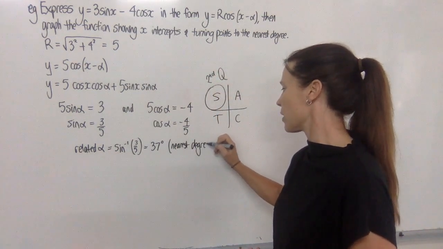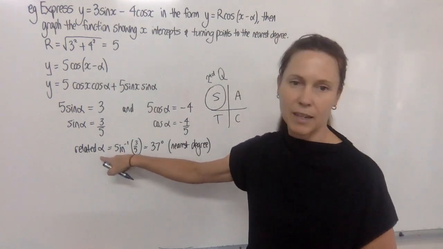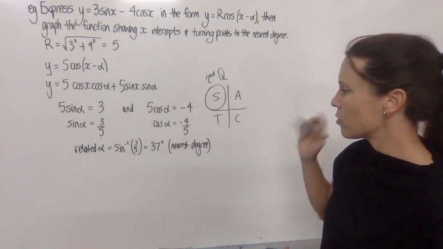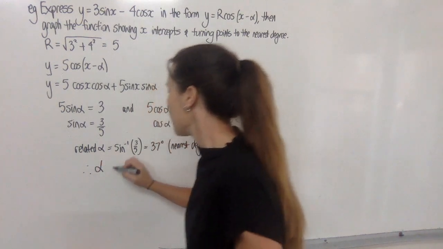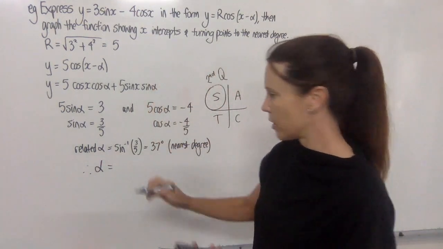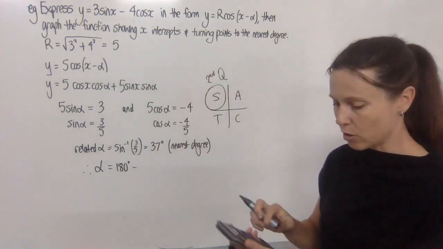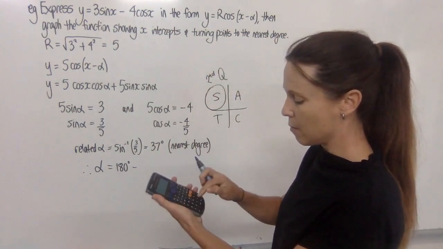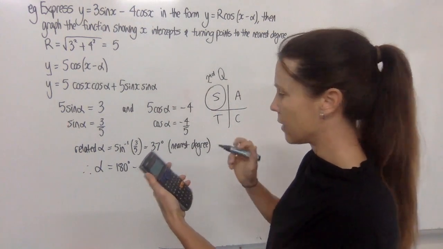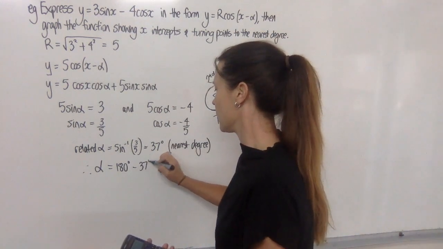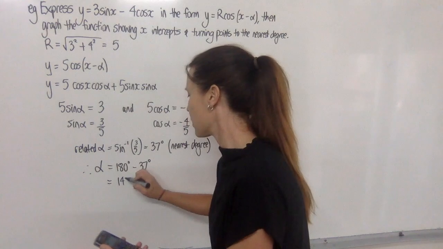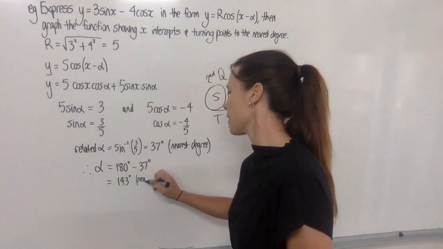Now, that is not our alpha. It is our related alpha. Our alpha sits in the second quadrant, so therefore we can say alpha must equal 180 degrees minus that. Now, you wouldn't necessarily write that out. You could just jump in and do 180 minus your answer on your calculator, and we've got 143 degrees, again to the nearest degree.